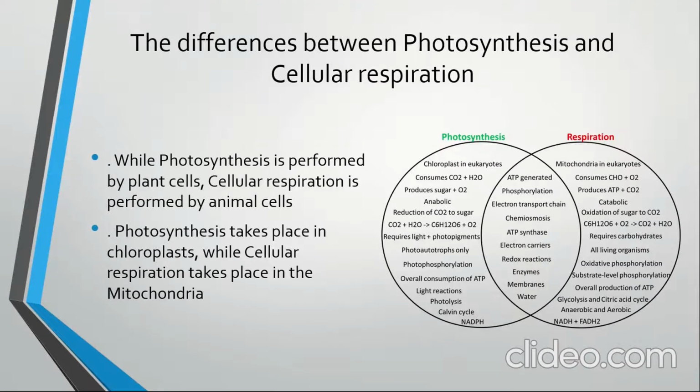The difference between photosynthesis and cellular respiration. While photosynthesis is performed by plant cells, cellular respiration is performed by animal cells. Photosynthesis takes place in chloroplast, while cellular respiration takes place in a mitochondria.